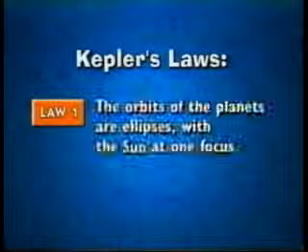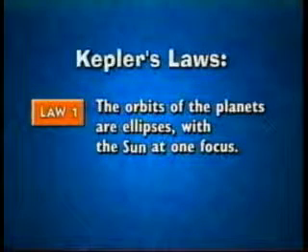Law 1. The orbits of planets are ellipses, with the Sun at one focus. You know what an ellipse is. Oval. Well, the other thing you need to know is what a focus is.